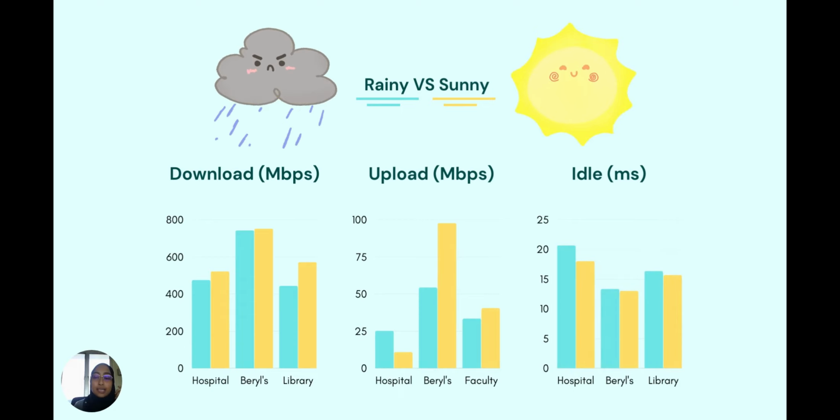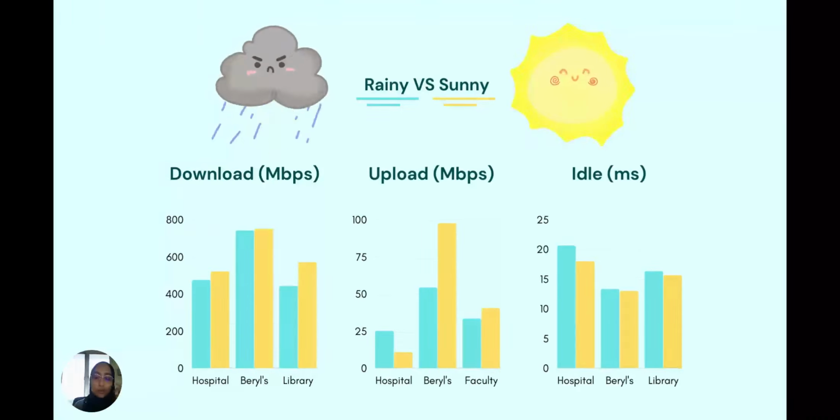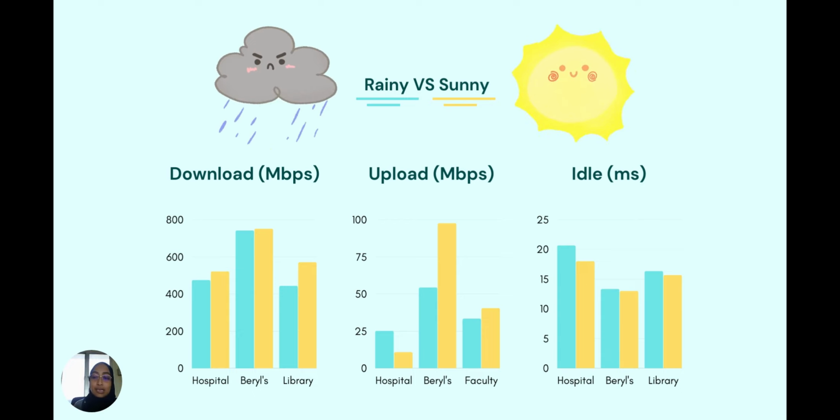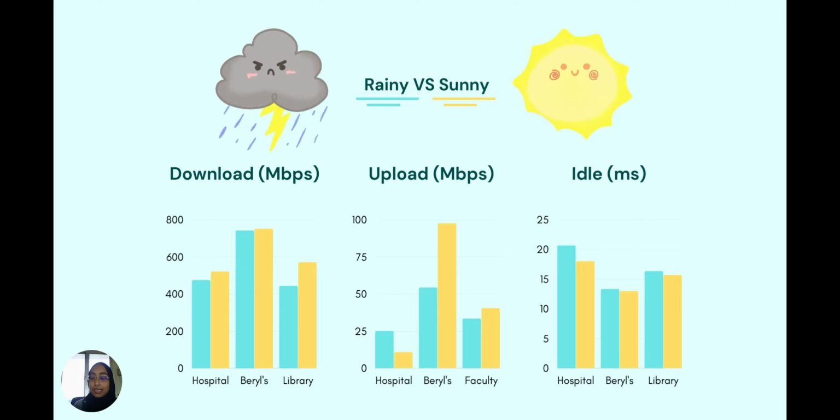Okay, let us now get into the comparison between weather, which are between rainy and sunny day. Thankfully, due to the current monsoon season, we managed to evaluate the data transmission in this weather. It is worth noting that these measurements are taken on the same day to avoid any data inconsistency. Rainy day is represented in blue, while the sunny day is represented in yellow.